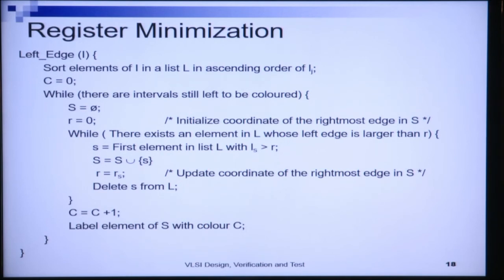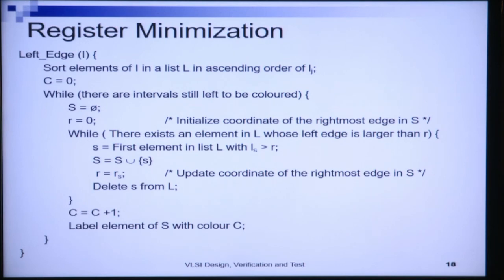So, while there are intervals still left to be colored, we will take a hardware register, a distinct color, and find out the maximum possible number of temporary registers that can be allocated to this hardware register. What is the maximum number of temporary registers that can be assigned the same color? Okay. So, how do I do that? First, S equals phi. That means S is a hardware register I have initialized, and currently it does not contain any temporary register, and hence S equals phi.